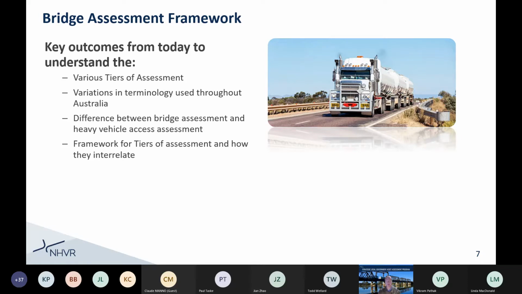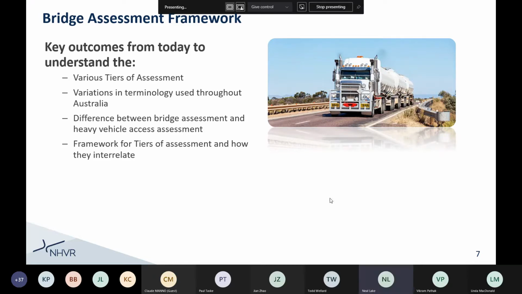And hopefully we can get to distill some of the, I guess I'd say, basic elements. Maybe they're not so basic, but the fundamental building blocks of how we go about doing heavy vehicle access assessment. So I'm just going to turn my video off now, because I think in the last webinar it was freezing a lot. So I'll just talk to the slides if that's okay.